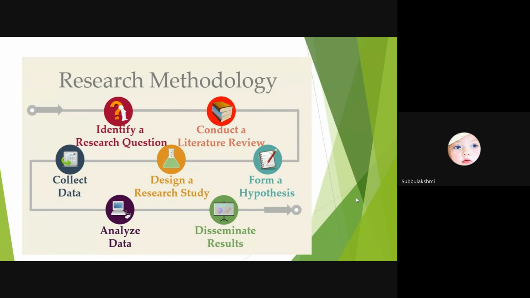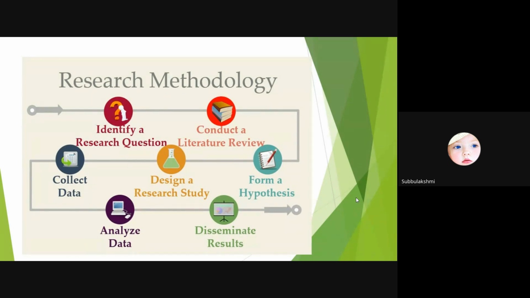So now coming to this slide. The process: first are the various steps involved when we initiate a research. First, we identify a research question. A research question is nothing but the problem. We have a problem for which we are going to give a solution. So identifying a research question is nothing but identifying a problem.